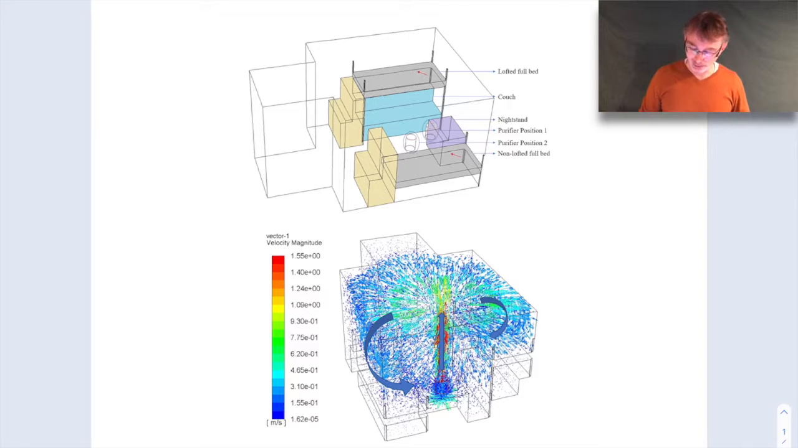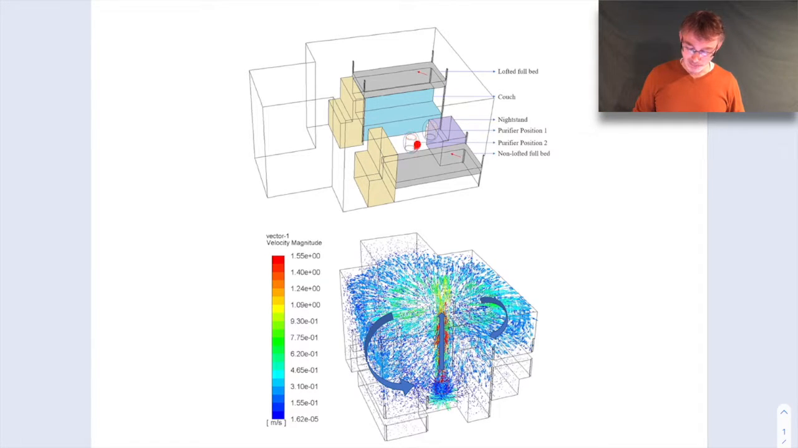So what we have is this dorm room here. This is actually a typical Purdue college dorm room. You can see the entryway over here. There are a couple of desks. We have a lofted bed, a couch, a non-lofted bed, a little nightstand, and then we have an air purifier. This is a HEPA filter, a high efficiency filter to remove particulate matter, droplets being particulate matter.